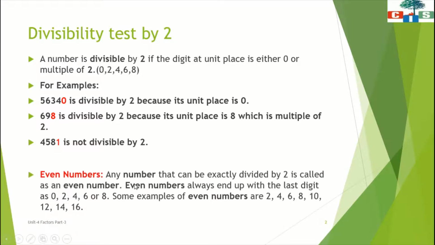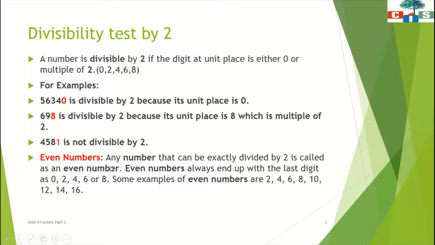Scholars, now we will see one important definition, that is even number. So what are even numbers? Any number that can be exactly divided by 2 is called an even number. If the number is divided by 2 and it leaves remainder 0, that means the whole number is an even number. And a very key point about even numbers is that they always end with 0, 2, 4, 6 or 8. If the unit place is 0, 2, 4, 6 or 8, then that number is an even number.